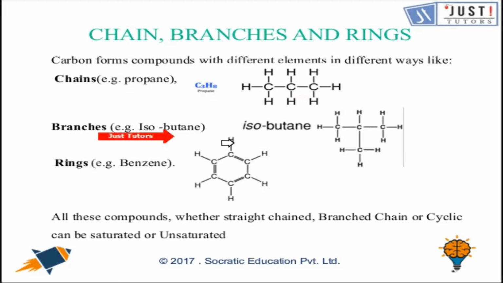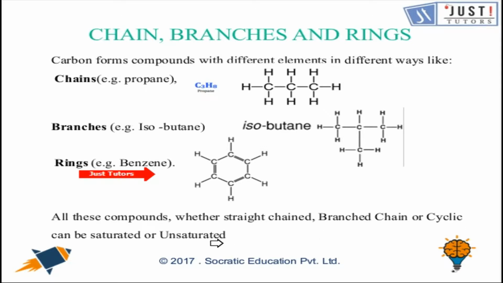Now if we talk about branch, we have isobutane. Here this fourth carbon is not part of the straight chain, it is a part of a branch, so it is a branched structure, and isobutane is used in refrigeration systems. And then we have ring structure. A very good example of a ring is benzene, and it has an interesting story of its discovery. It is used in making plastics, resins, and synthetics. It's widely used in industries.